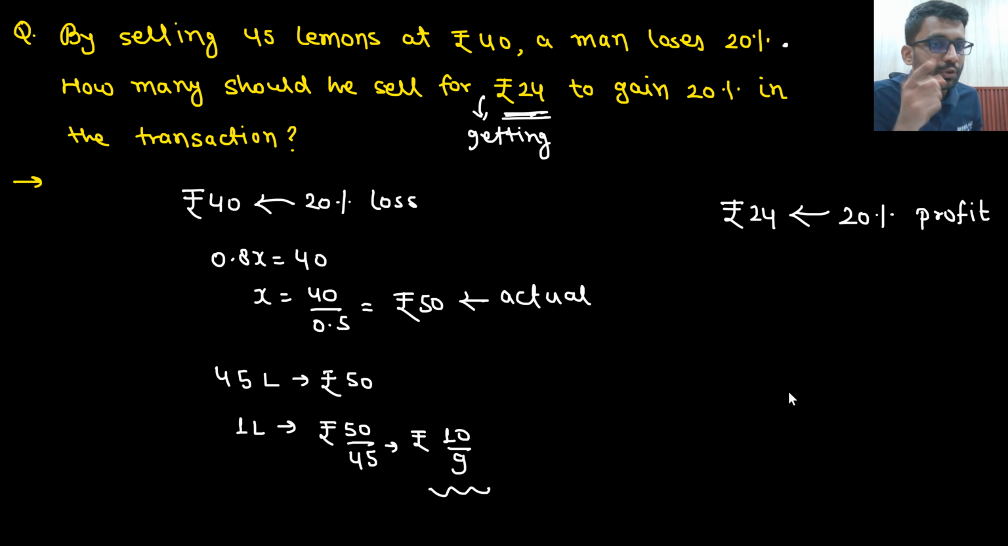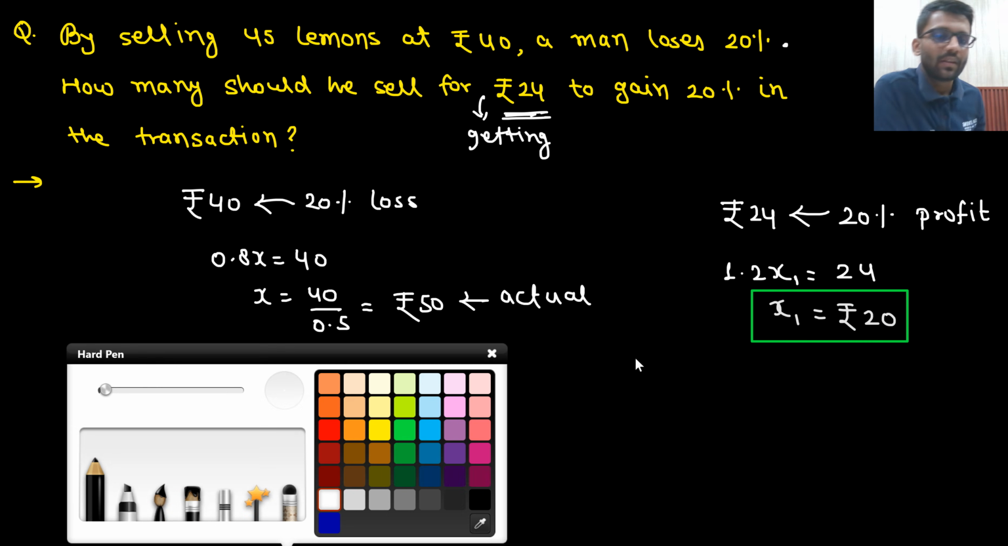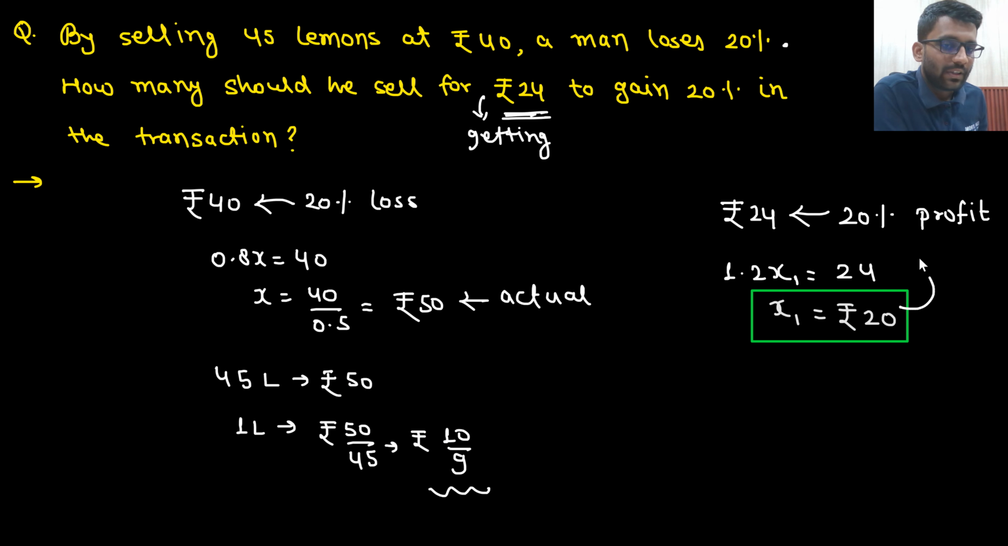That means what should be the actual price? This should be 1.2 times the actual price. That means the actual price should be 20 rupees. If you gain 20%, the actual price should be 20 rupees. With 20% profit, he will get 24 rupees. So 20 rupees should be the actual price and he is selling that for 24 rupees.